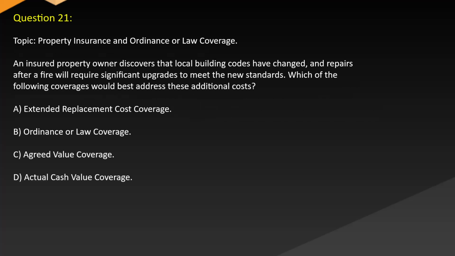Question 21. Topic: Property insurance and ordinance or law coverage. An insured property owner discovers that local building codes have changed and repairs after a fire will require significant upgrades to meet the new standards. Which of the following coverages would best address these additional costs? A. Extended replacement cost coverage. B. Ordinance or law coverage. C. Agreed value coverage. D. Actual cash value coverage.